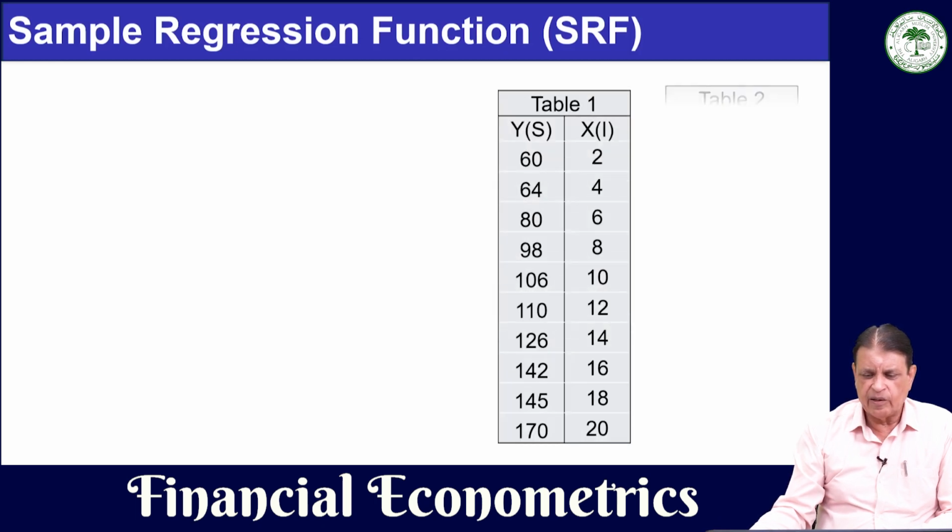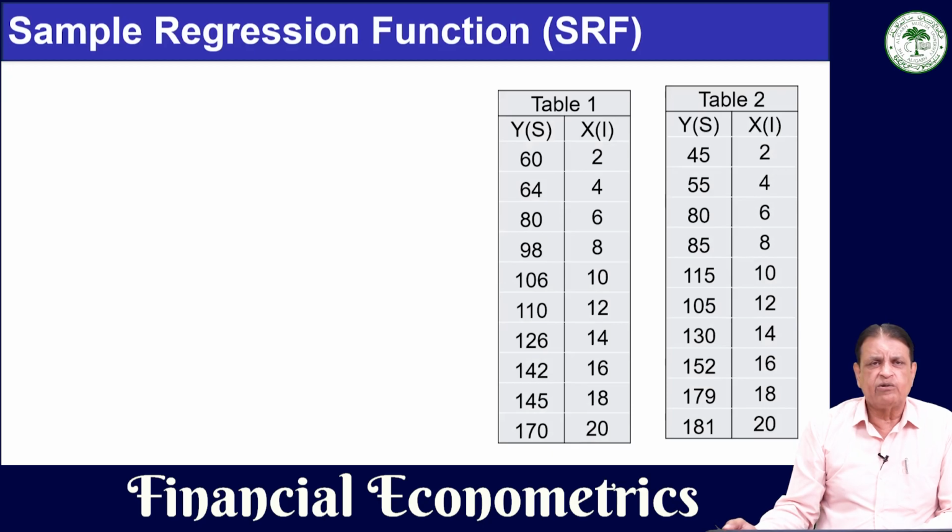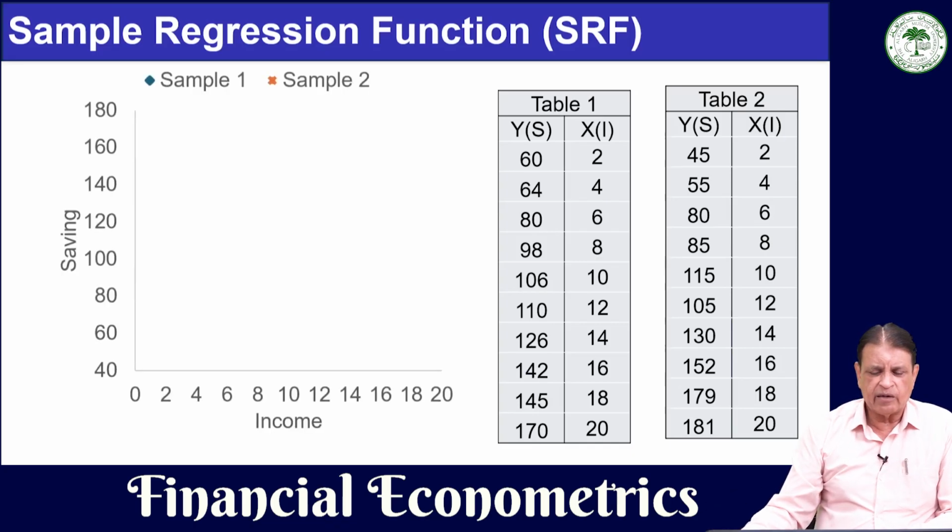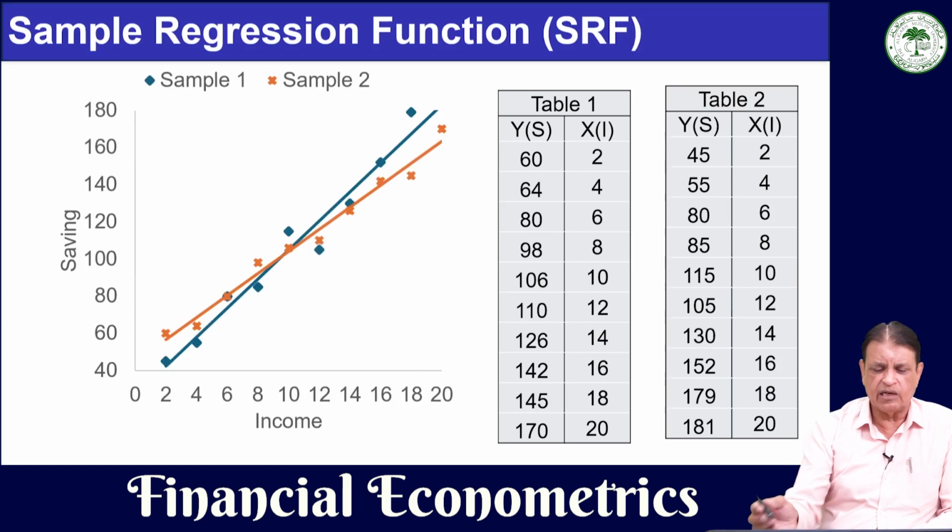So here we have taken two samples, we have drawn two samples. This is the one sample. You see the independent variable has the same values here as well as here, and it is the same as it is in the case of population regression function. Now this is one value, associated with another value. Now these two lines are plotted here.